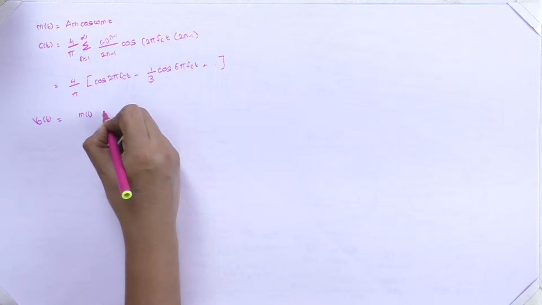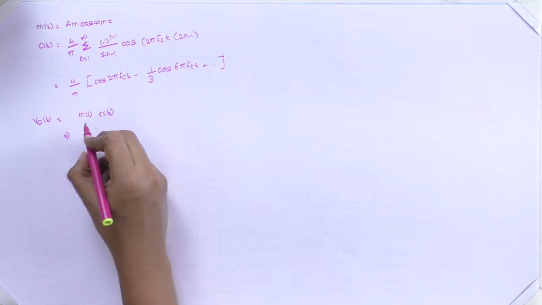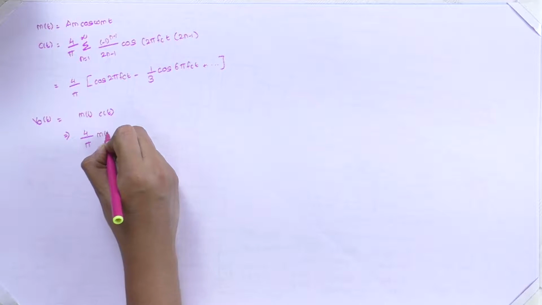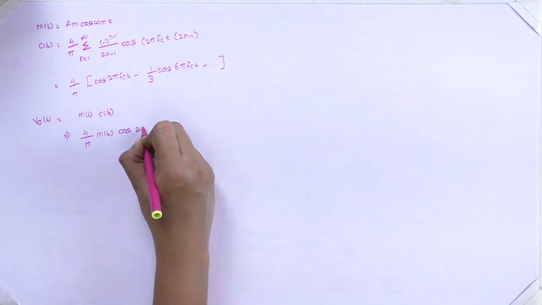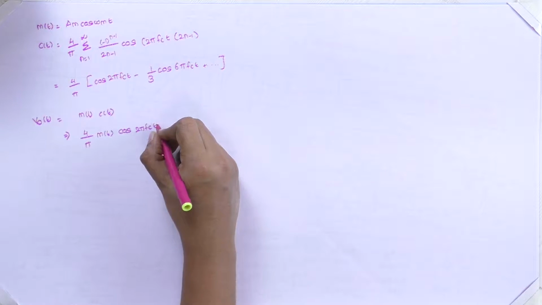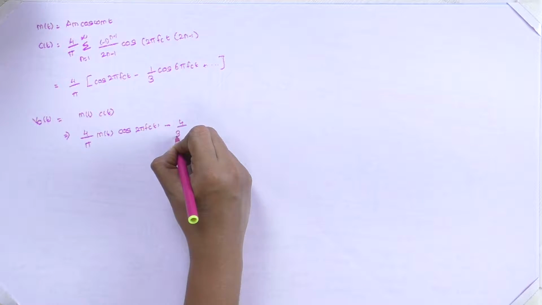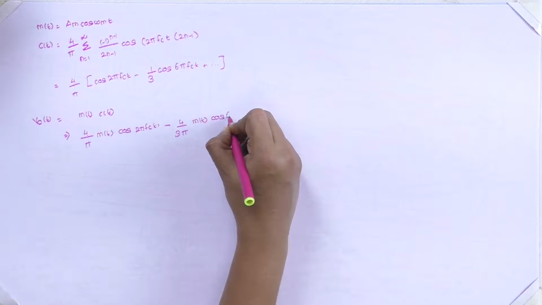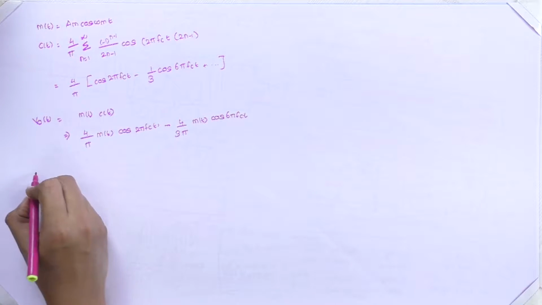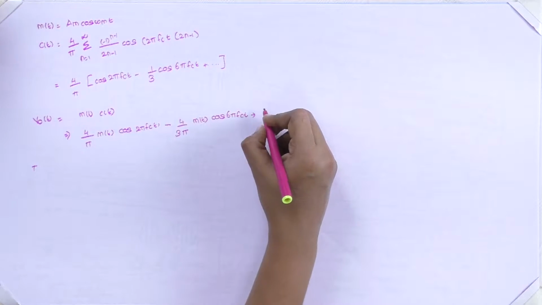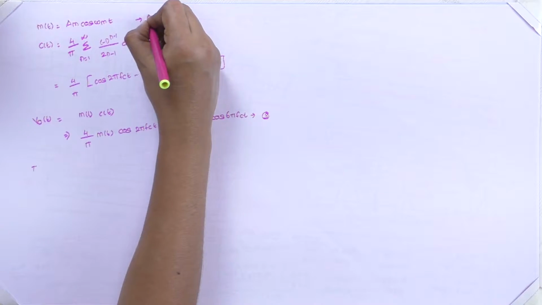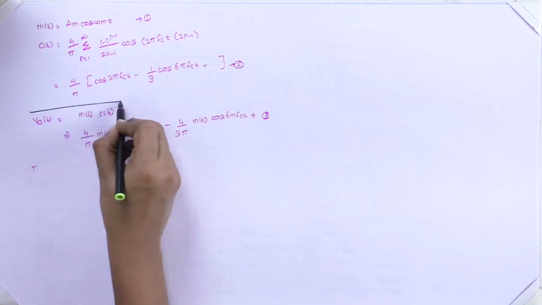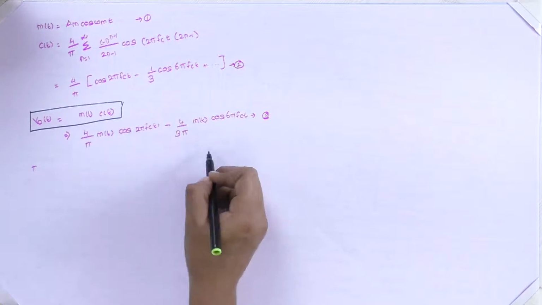Therefore, our output v naught of t is given by m of t into c of t, the simple product multiplication. Therefore, v naught of t is equal to 4 by pi m of t cos of 2 pi fc t minus 4 by 3 pi m of t cos of 6 pi fc t. Refer to this as equation number 3, and refer to the earlier ones as equations 1 and 2. The product of m of t and c of t gives the time domain expression.